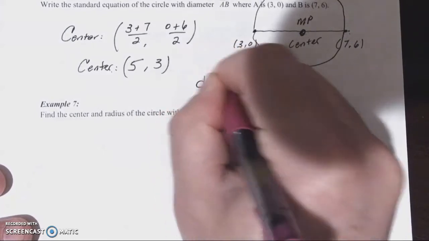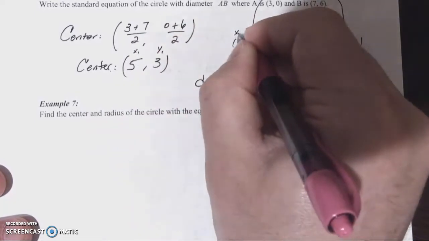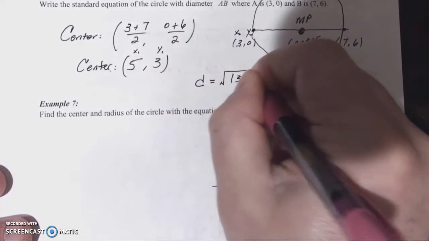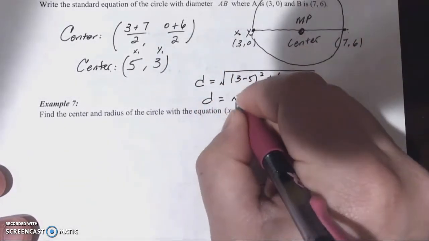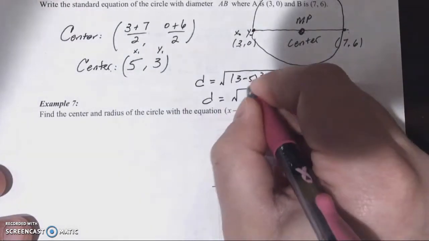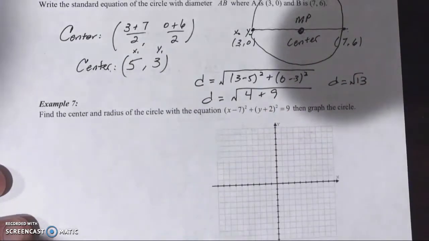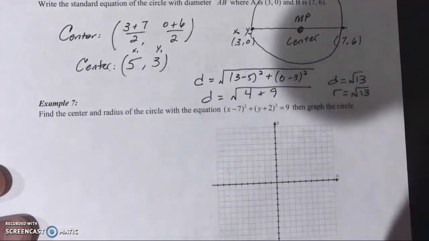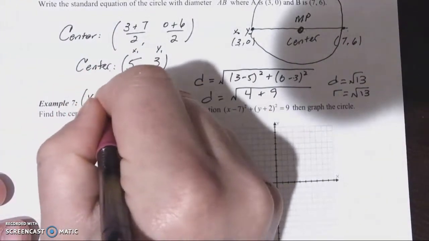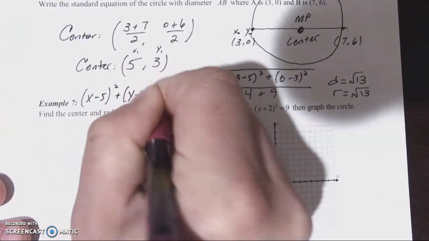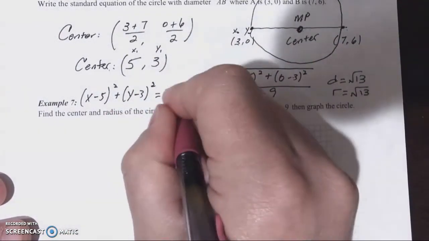So the distance between the center and that point, here's my x1, y1, x2, y2. We have 3 minus 5 squared plus 0 minus 3 squared. The distance would be the square root. Looks like it's going to be the same as the last one. Negative 2 squared is 4. Negative 3 squared is 9. The distance is the square root of 13, which means the radius, because that's what we were finding the length of, is the square root of 13. Let's write our equation. X minus 5 squared plus y minus 3 squared, because that's our center, h and k, equals radius squared would be 13.